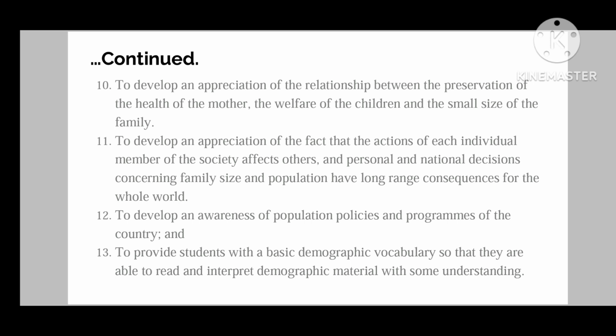To develop an appreciation of the fact that the actions of each individual member of the society affect others, and personal and national decisions concerning family size and population have long-range consequences for the whole world. To develop an awareness of population policies and programs of the country, and to provide students with a basic demographic vocabulary so that they are able to read and interpret demographic material with some understanding.